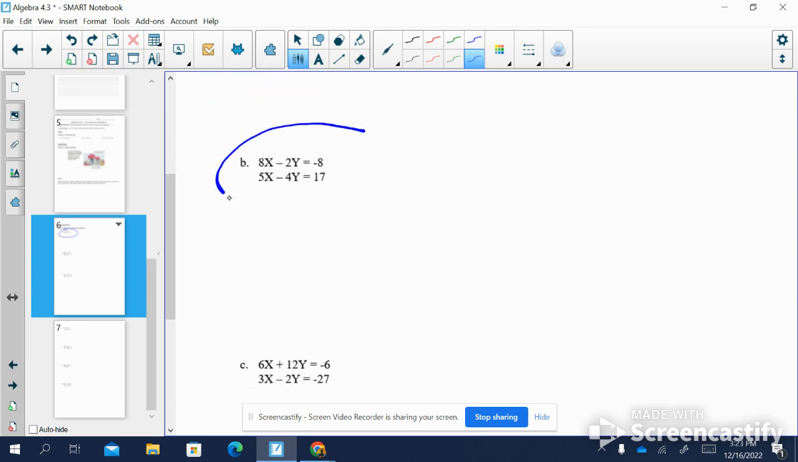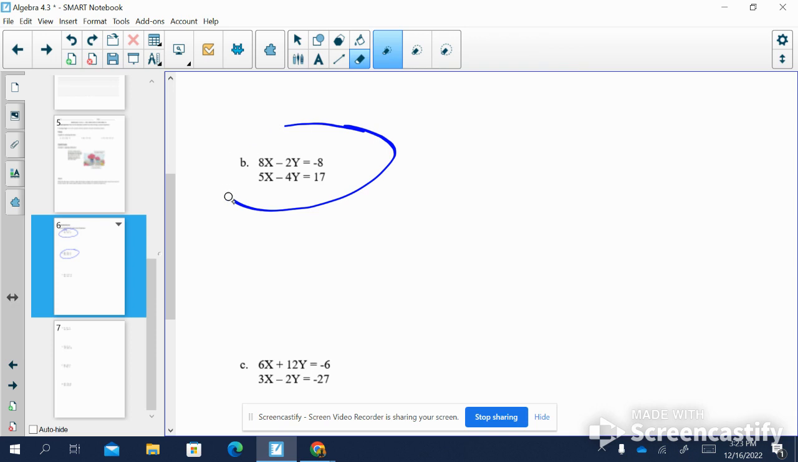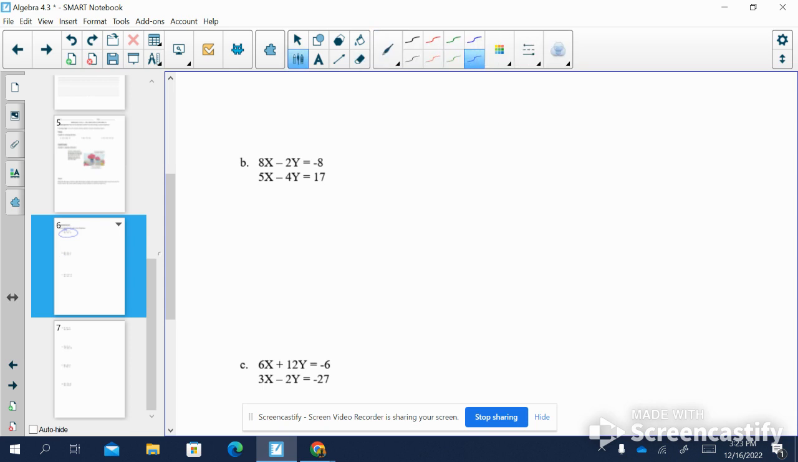For letter B, I would most definitely use the elimination method, but I gotta be careful because the 8 and the 5, you can't easily manipulate the x's. The 2 and the -2 and the -4, the y's, yeah, I think the easier thing to do here would be to manipulate the y's. And so as I'm looking at this, I strategically pick what number I'm going to use.